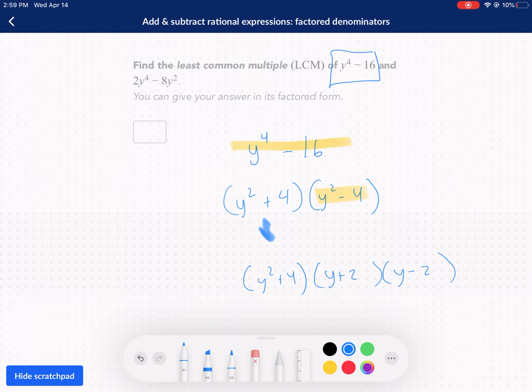When you're doing difference of squares, just as a quick review, you're looking for your square root of this guy, and then the square root of this guy. Square root of y to the fourth is y squared.